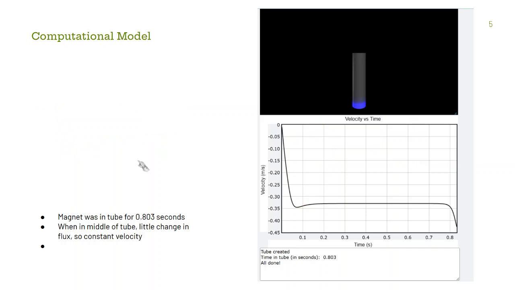So it found that the magnet was in the tube for 0.803 seconds. When in the middle of the tube, there is very little change in flux, so constant velocity. You can see in this velocity versus time graph that initially it is going quite fast, and then it slows down before finding a very constant velocity. This is when it's in the middle of the tube, and then when it reaches the end, it drops off again.